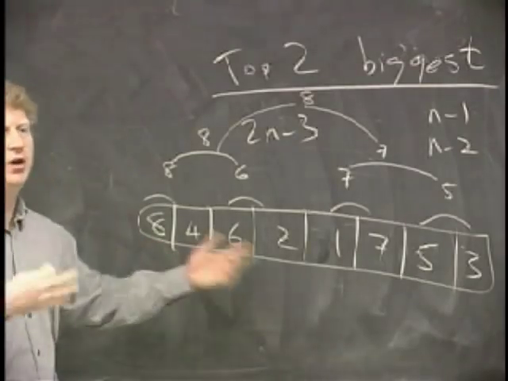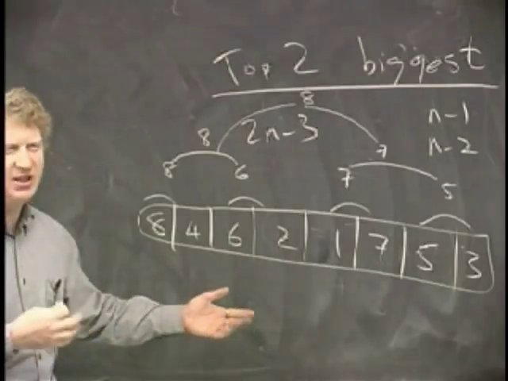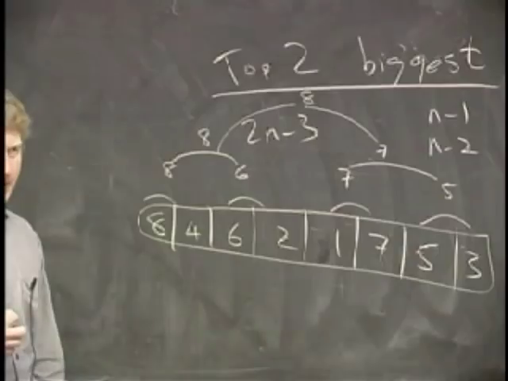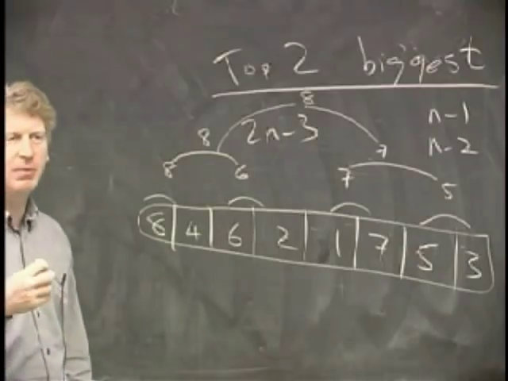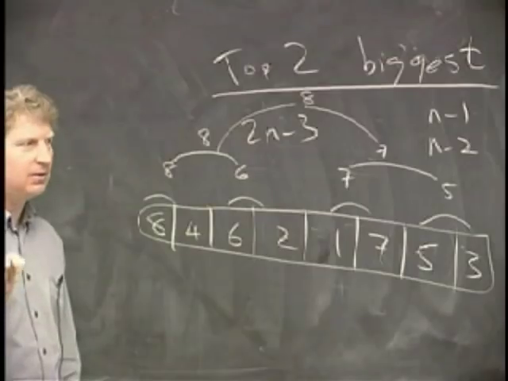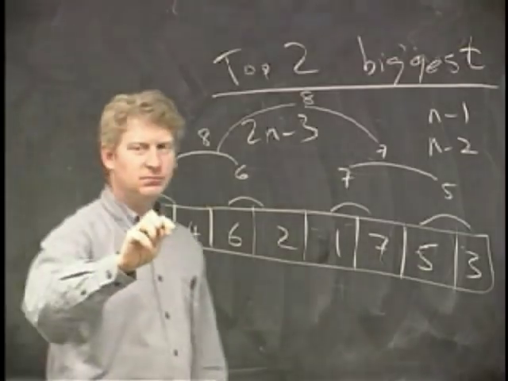Well, let me tell you. You are in this tournament, right? This is the easiest way to understand this. Think of yourself as in this tournament. What's the chance that you're the second biggest? What had to happen for you to have any chance to be the second biggest? You either lost to the biggest.